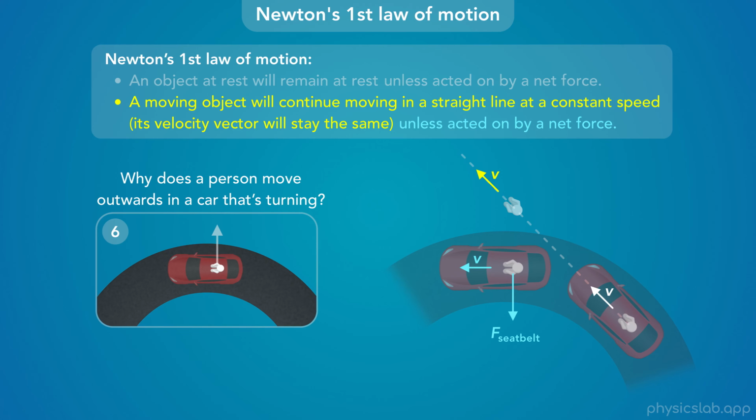And don't forget that velocity is a vector, so a net force can also change an object's direction, not just its speed. Newton's first law says that an object wants to continue moving in a straight line because of its inertia. So if it doesn't move in a straight line, there must be a net force acting on the object.